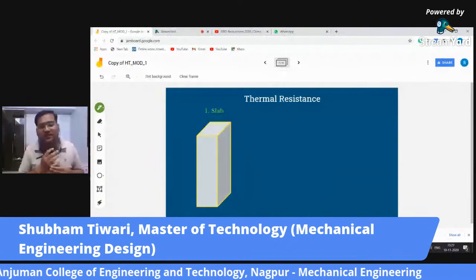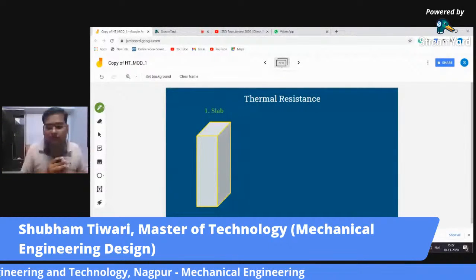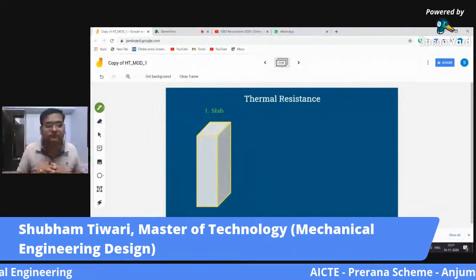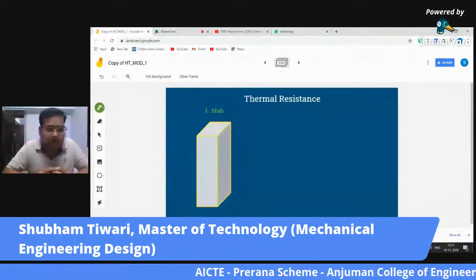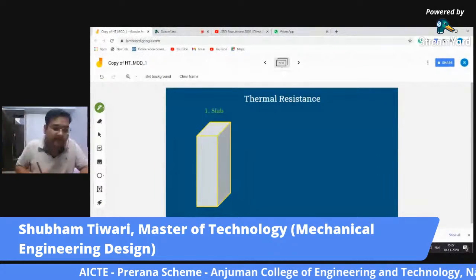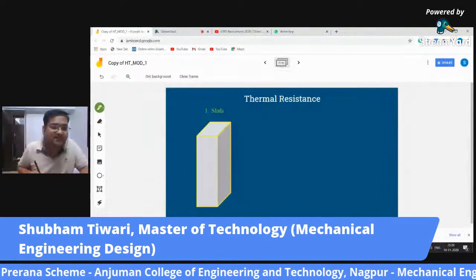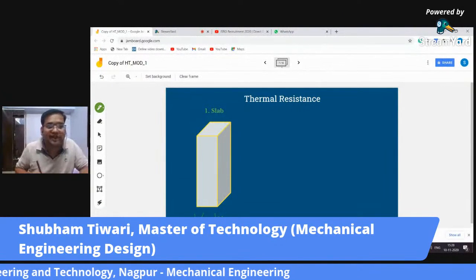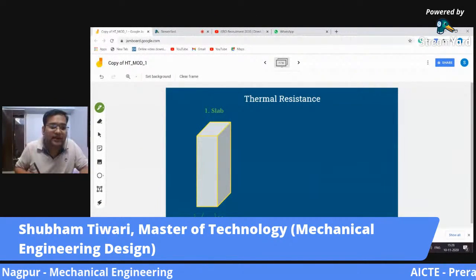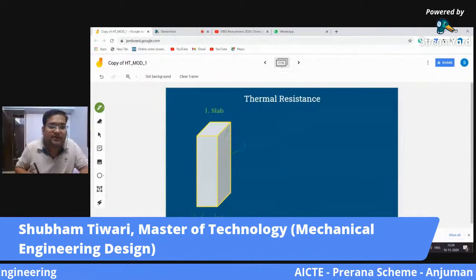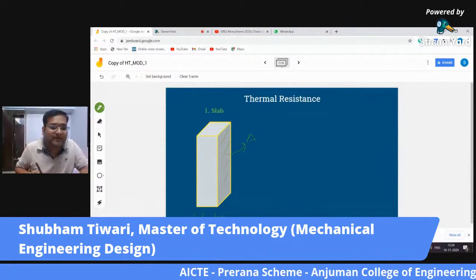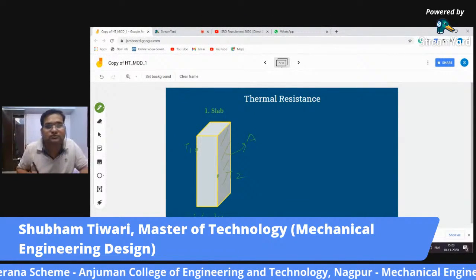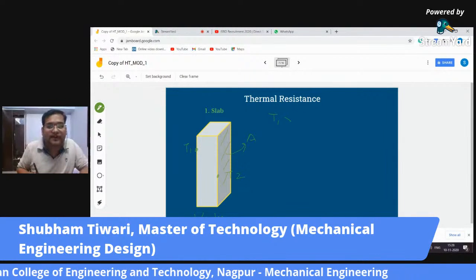So yes, here we have a slab. Here we are going to look at the thermal resistance part in more detail. So what do we have here? We have a slab. This slab has a thickness of length L. The cross section area here has the value A. At this point we have temperature T1 and here we have temperature T2. So T1 is greater than T2.